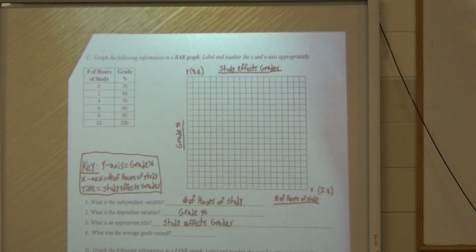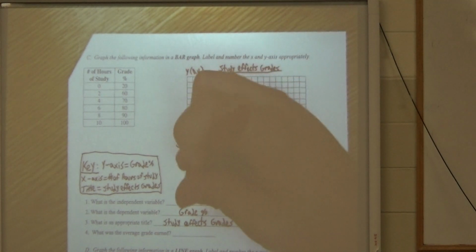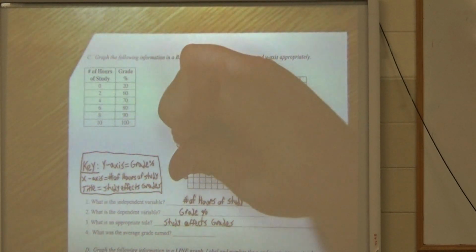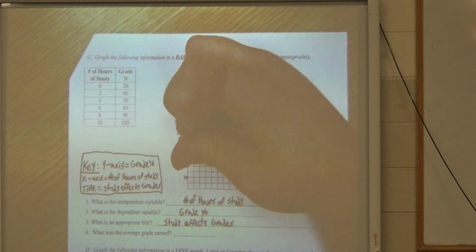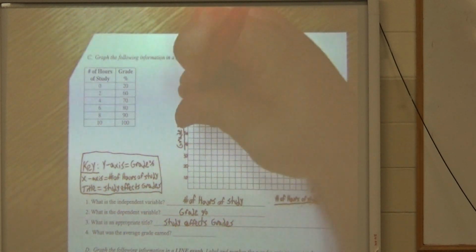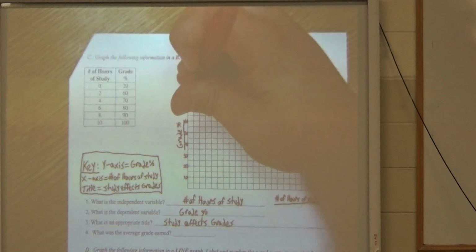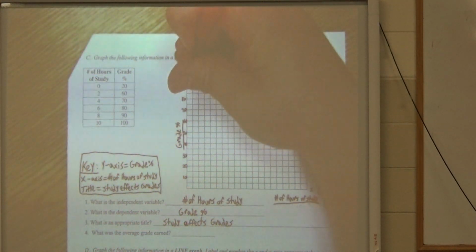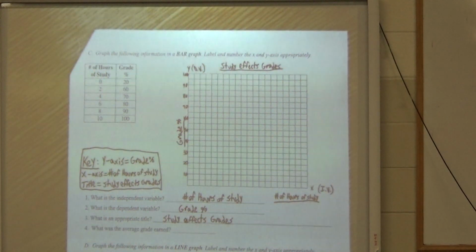I went by 5s, but not really 5s. I did 10s. 10s would have been fine. Okay, so we go 10s by every 2, right? So 10, 20. That's the 100 at the top, right?